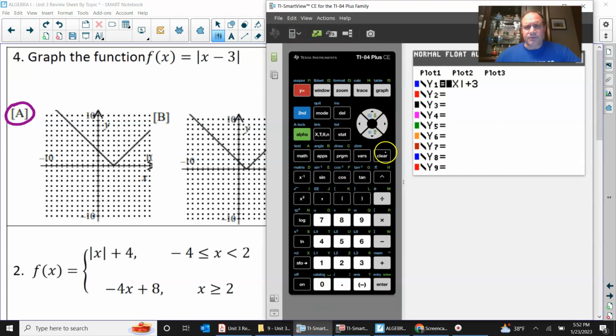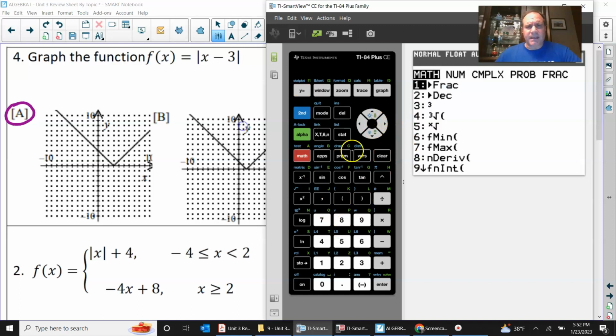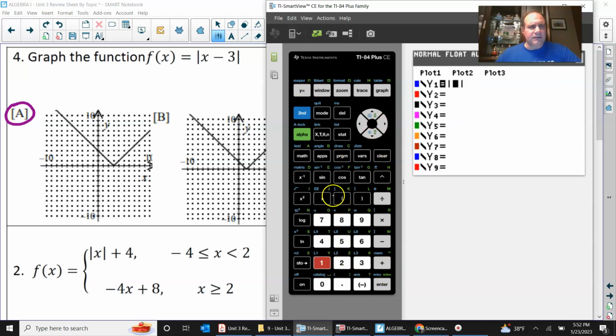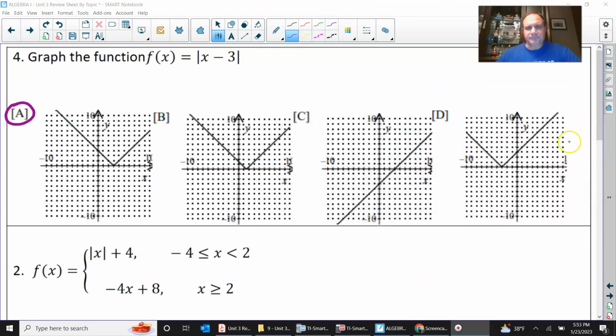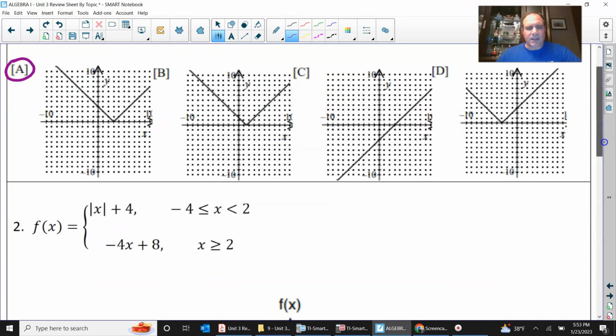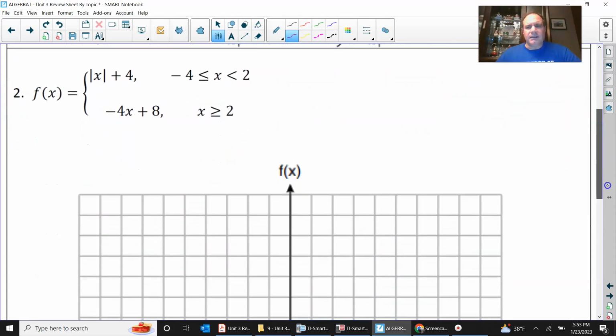So we're going to clear this out. We're going to press math, we're going to press num. We're going to get the 1 right here, and then we're going to put x minus 3 inside the parentheses, which would move it to the right. You would think it would move to the left, but it doesn't. It moves to the right 3, and A is your answer. Just check it in your calculator always, and that's it.